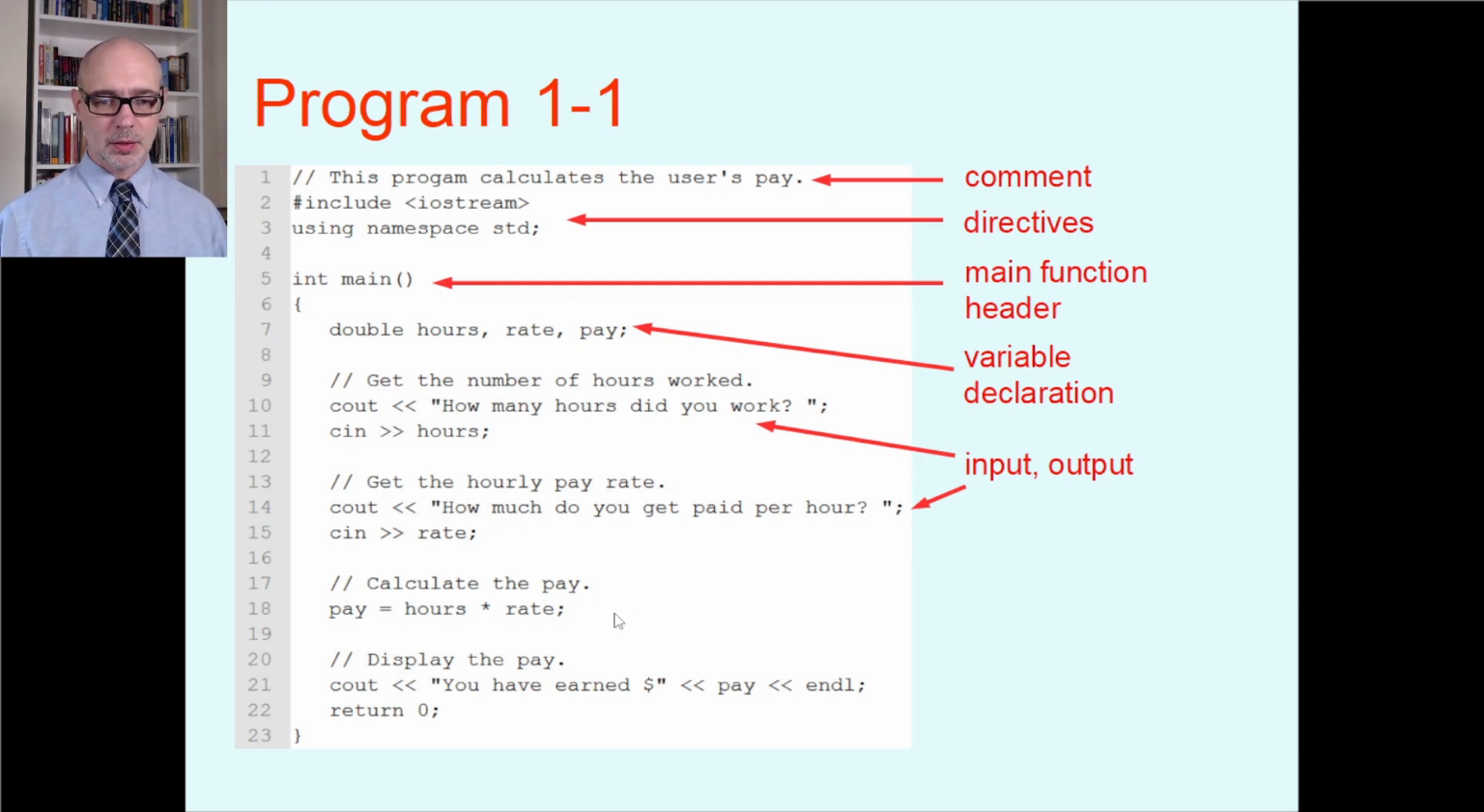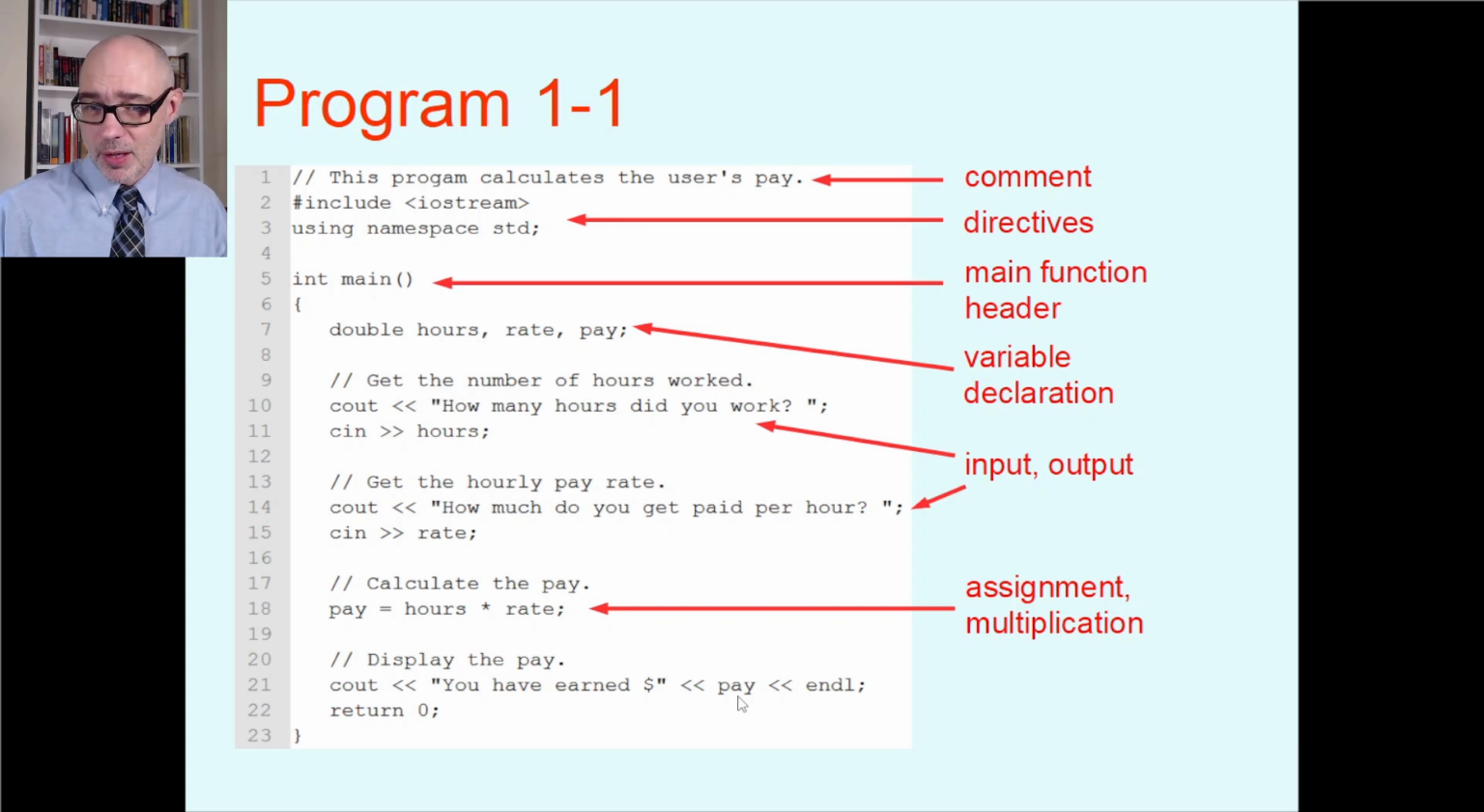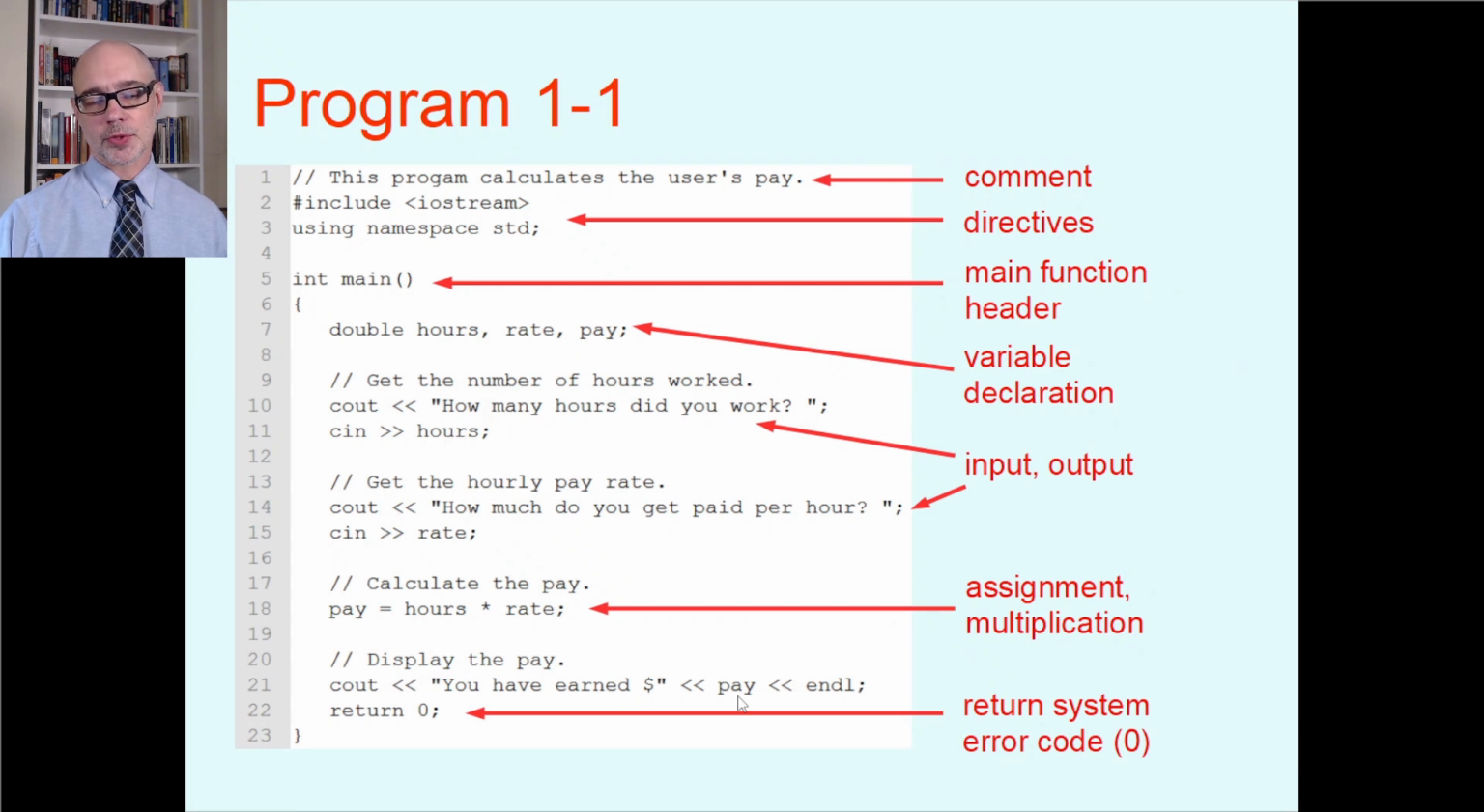On line 18, you're seeing some math happen, actually. So the asterisk symbol indicates that multiplication is happening in a computer program. So what's happening there is you're taking the number in the hours variable, the number in the rate variable, multiplying them together, and then the equal sign indicates assignment. The result gets saved in the variable that's named pay there. There's another output statement here on line 21 where it's going to print out, you have earned $ whatever the number is in pay. And then the very last thing in our program is what's called a return statement.